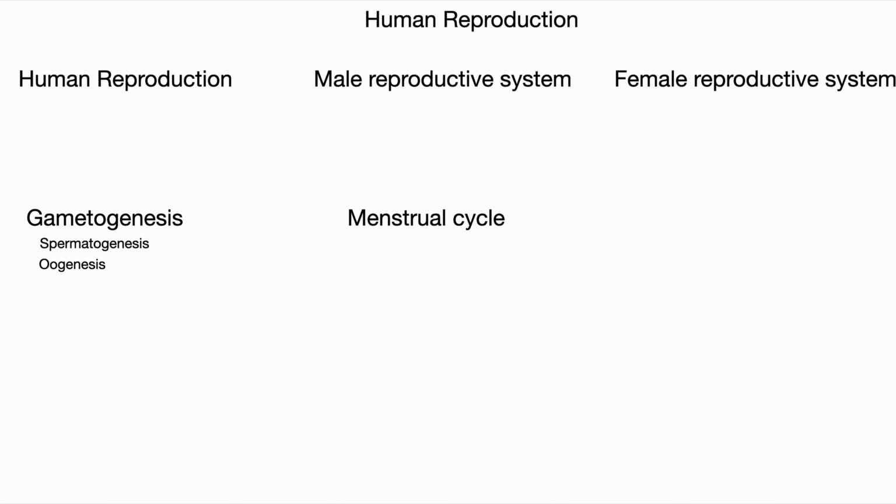Now we will study the menstrual cycle. The reproductive cycle in monkeys, apes, and human beings is called the menstrual cycle because here cyclical events occur.